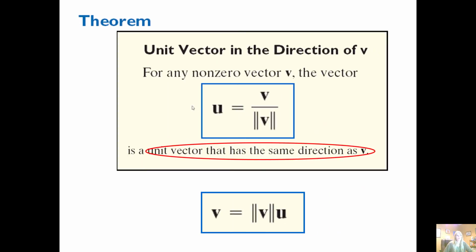Okay, so what if we want to find a unit vector? A unit vector in the direction of vector v, for any non-zero vector v, we can find based off of the vector v over the magnitude. This will be the unit vector that has the same direction as v. And of course, doing algebra, you can solve for v, which would be the magnitude times the unit vector.